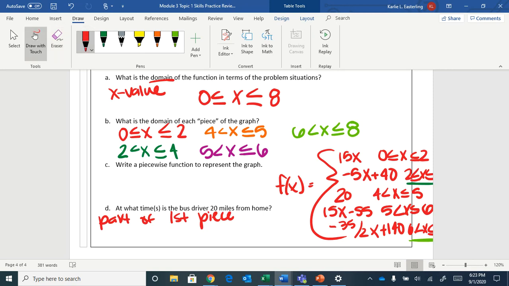And then for our third piece, you can just write the entire third piece there. And then we are again 20 miles from home in the middle of our last piece. And we had 5 pieces. So you can also just say part of the 5th piece as well.